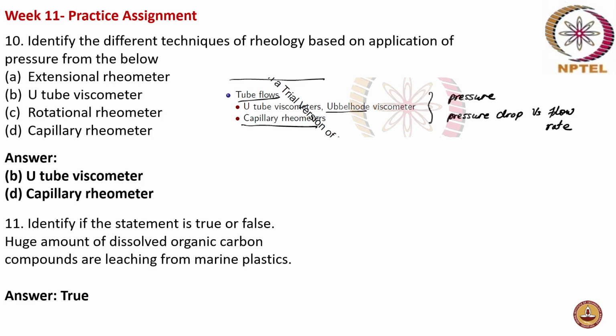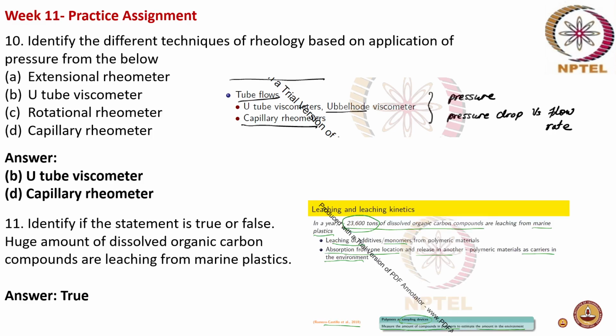The answer is yes. There is a huge amount of dissolved organic compounds that are leaching from marine plastics. In fact, it is nearly 23,600 tons. This is based on a paper that was published in 2018. It says that there are 23,600 tons of dissolved organic compounds that are leaching.